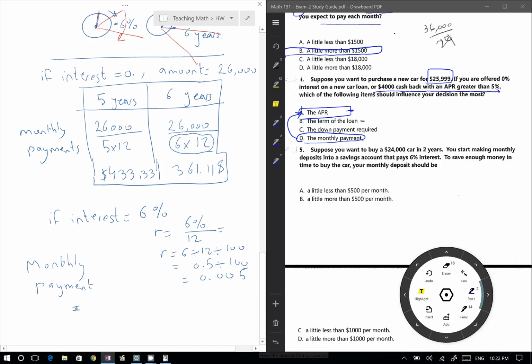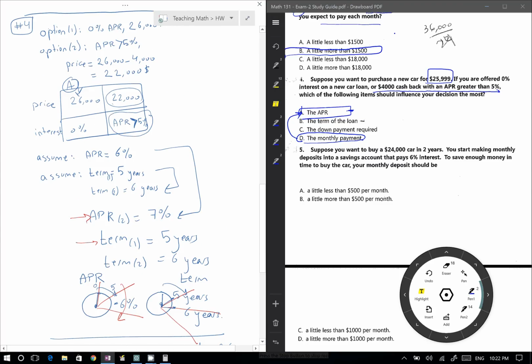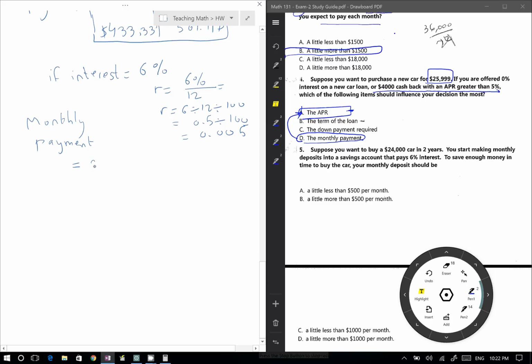Okay, I have the formula open in front of me. It's amount borrowed. Now remember, if I have an APR, the amount borrowed is less. I'm studying option B. So 22,000 multiplied by R, 0.005 multiplied by 1.005, 1 plus R raised to the power T, divided by 1 plus R raised to the power T minus 1.